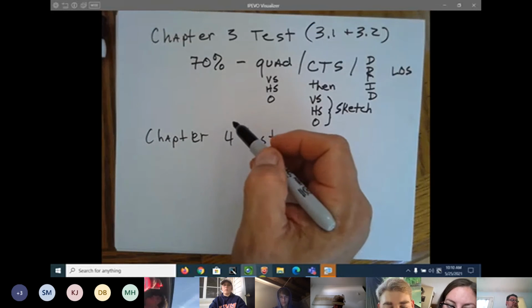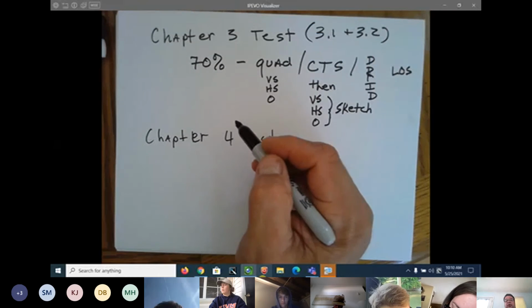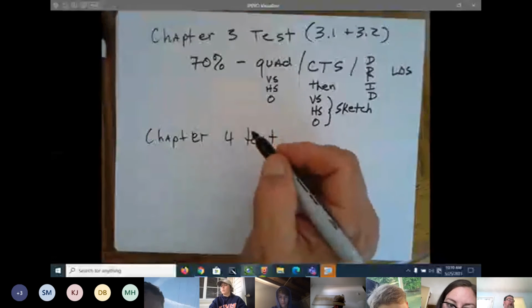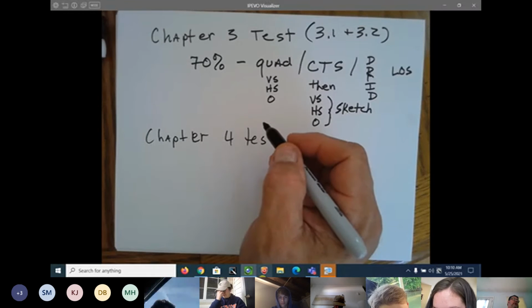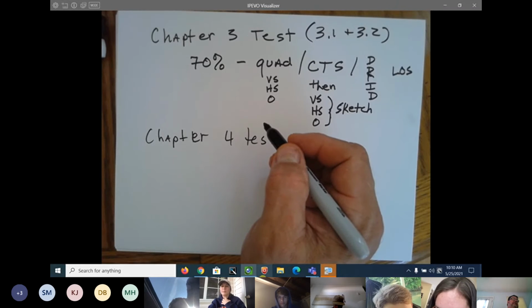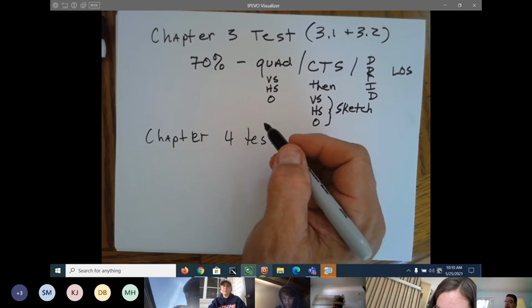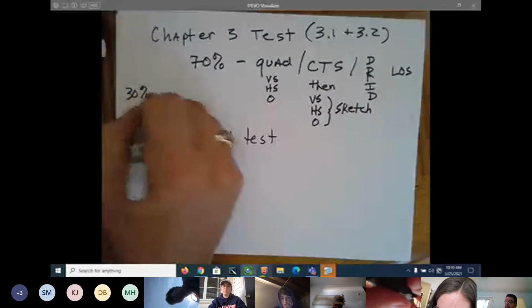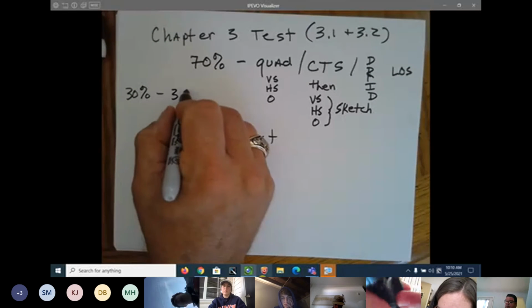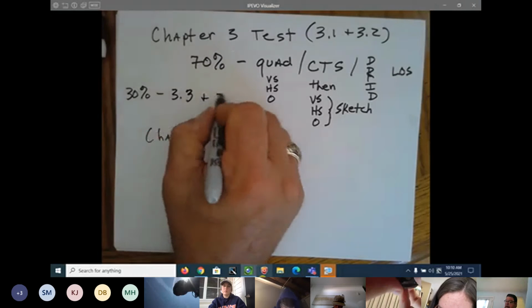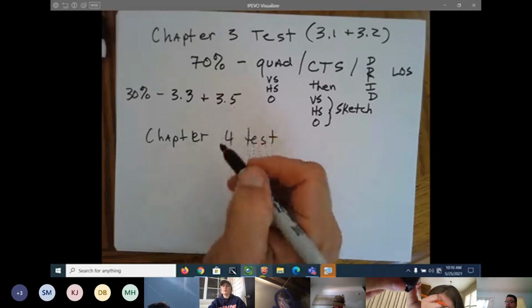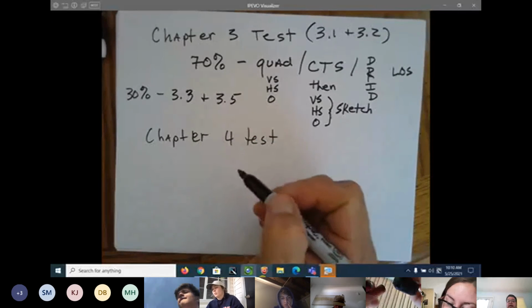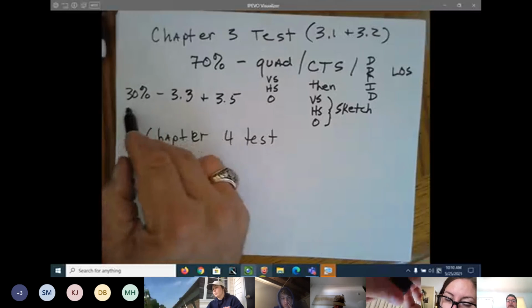The rest of the test is going to be pot shots out of 3.3, 3.4. Let's see what the title is on 3.4. No, I don't like 3.4 that much. Probably 3.3 and 3.5. So the other 30% will come out of 3.3 and 3.5. You might have one question out of 3.4. One question. We're going to go over that today. So that's what that looks like.